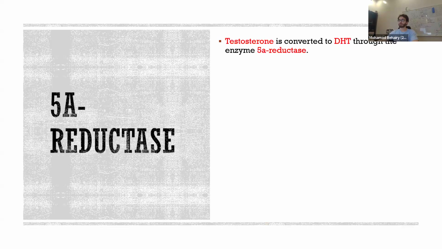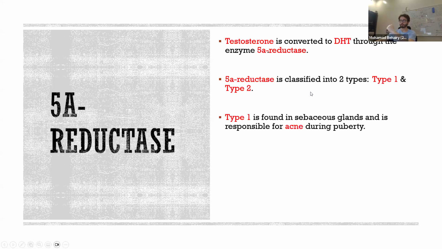Now, for 5-alpha reductase, we know that testosterone is converted to DHT by 5-alpha reductase. Well, there are two types, type 1 and type 2.